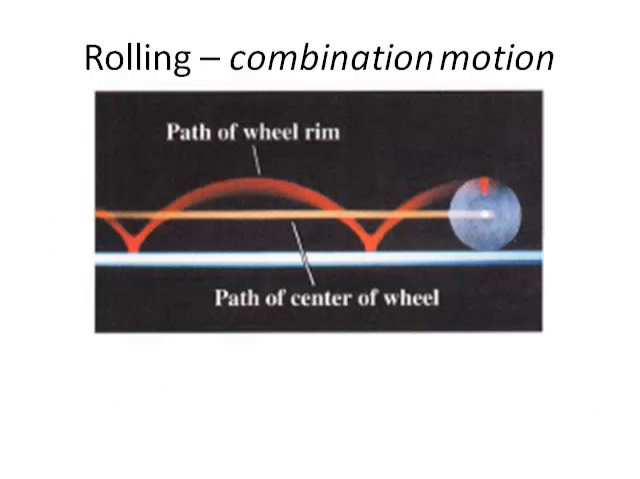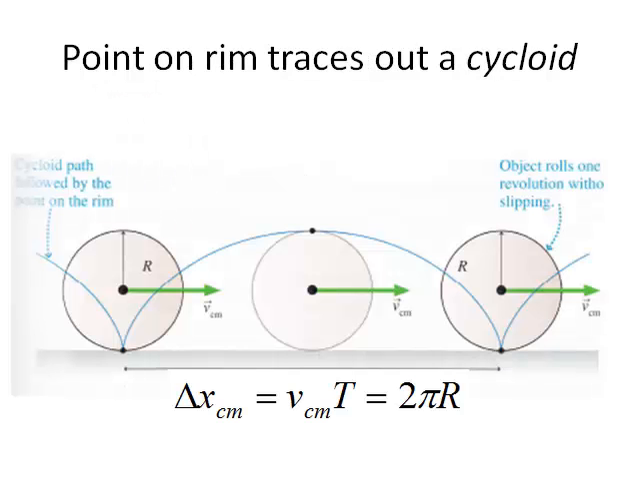Rolling is a combination motion. As you can see in this diagram, we have the translation of the center of mass, that's labeled the path of the center of the wheel, and we also have rotation happening. That little red mark is actually rotating around its center of mass, and you can see in this picture the path of the wheel rim. A point on the rim traces out a cycloid. You don't really have to know that for any other reason than that you can call it a name.